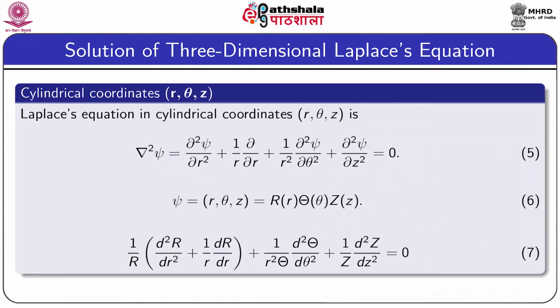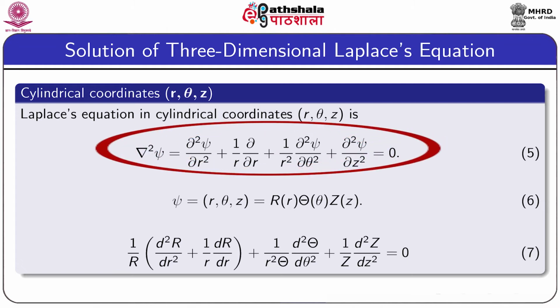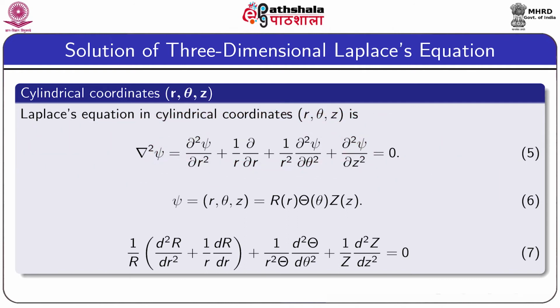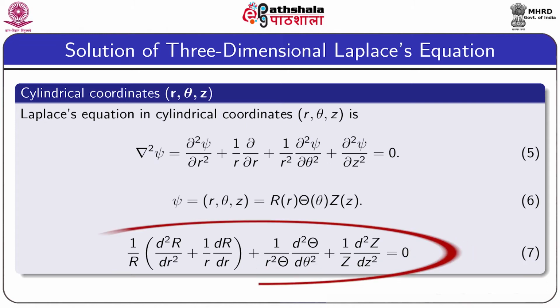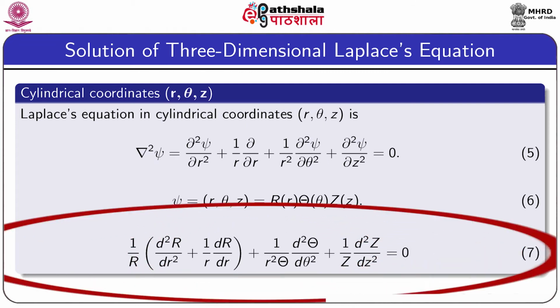Now, I am going to solve the Laplace equation in the cylindrical coordinate system. In cylindrical coordinates, the Laplace equation is written in the form given in equation number 5. Here we shall use the same technique, the separation of variables method, to find the solution. For that purpose, we have written psi as a product of functions capital R, capital Theta and capital Z, where R, Theta, Z are functions of small r, small theta and small z respectively. So, if you substitute the expression for psi from 6 into equation 5, we get the equation which is written in equation number 7.